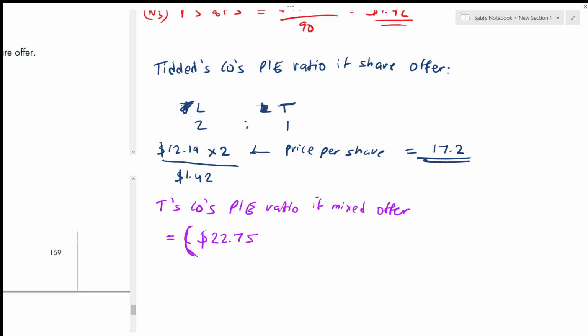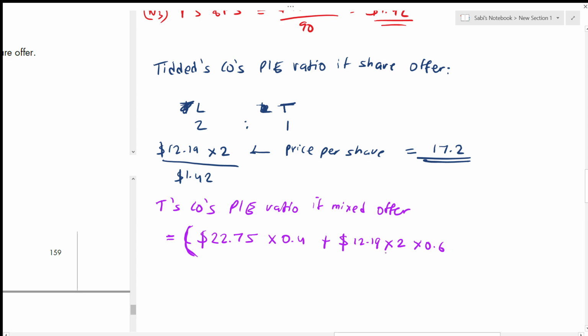So 22.75, this is cash. Cash is 40%, they will accept cash. And this again, I need to add with the share part because it's share and cash. Dollar. How much one share? 12.19. Multiply by 2 because 2 shares of L for 1 share of T. That's why 12.19 into 2. Into, that is 60%, that's why 0.6. Right, 60% they will take share for share.